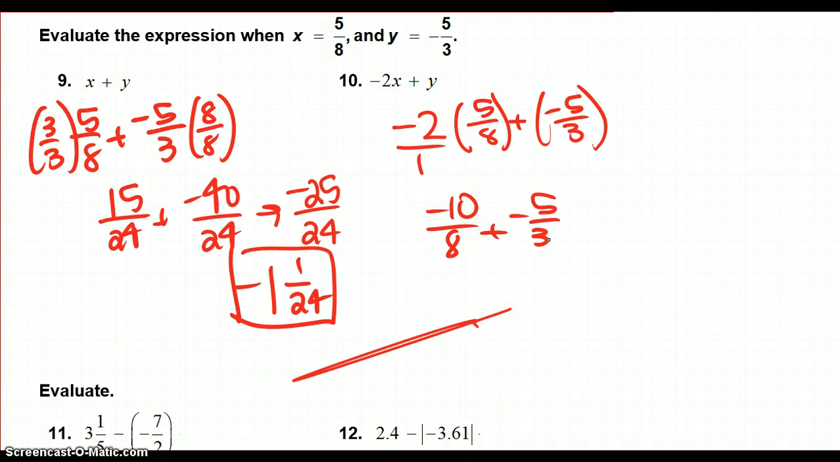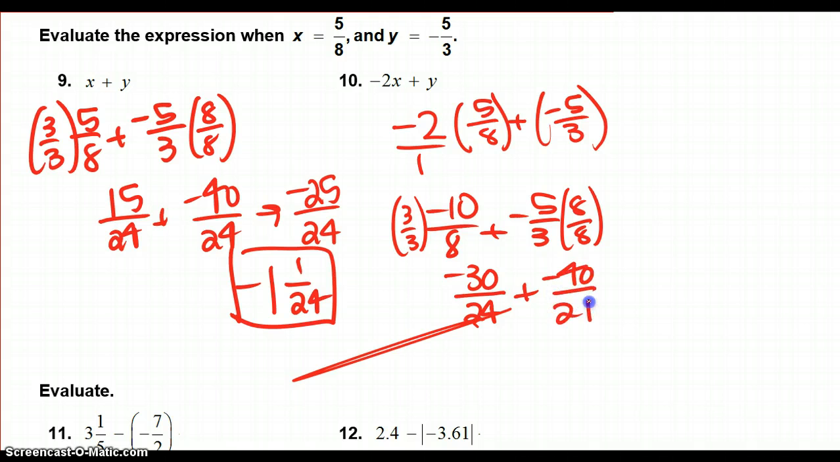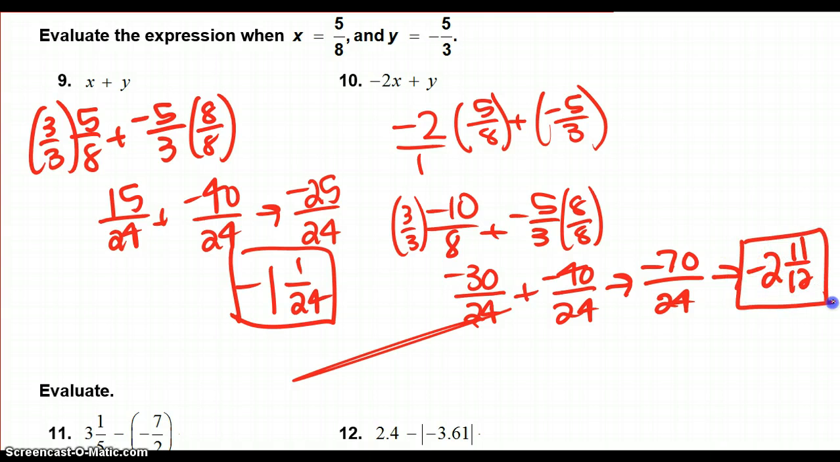Again, my common denominator is going to be 24. So you got to multiply that by 8, multiply this by 3. I get negative 30 over 24 plus negative 40 over 24. Signs are the same on the top, so I add and keep. I have negative 70 over 24, which if I change into a mixed number using the J method, I get negative 2 and 11 over 12.